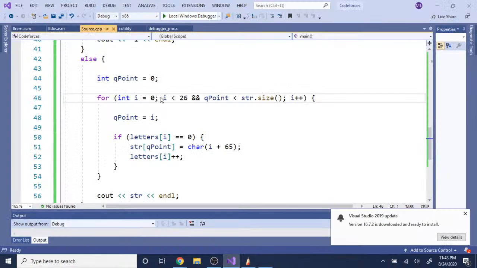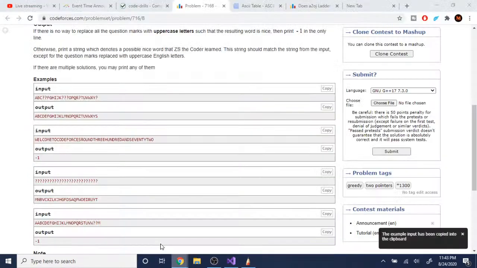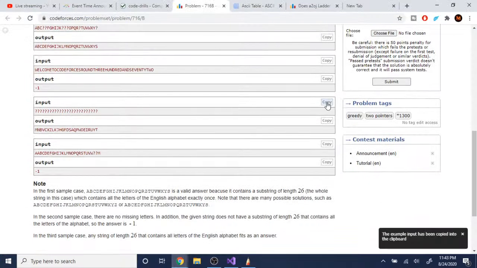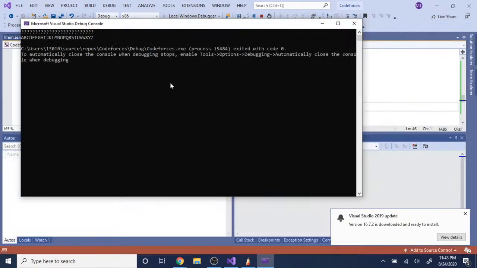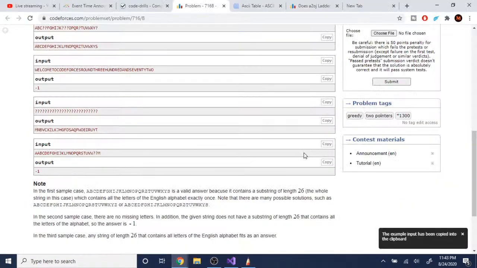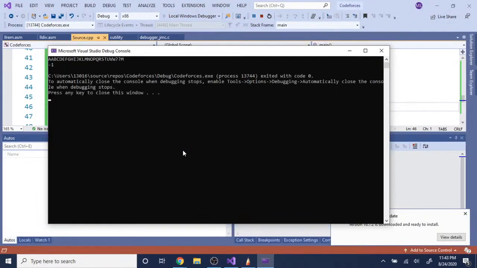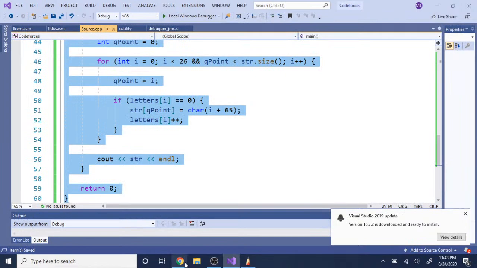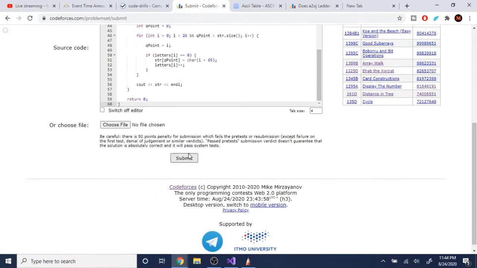Let's see, this should give us -1. So let's look at this. Yep, and that's right. Let's look at this one. A, B, C, D, E, F, G. Okay, that's good. Let's look at this one. This should give us -1. Yep. Okay, so now let's submit this. Complete the word.